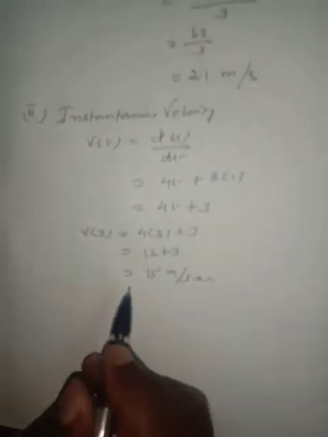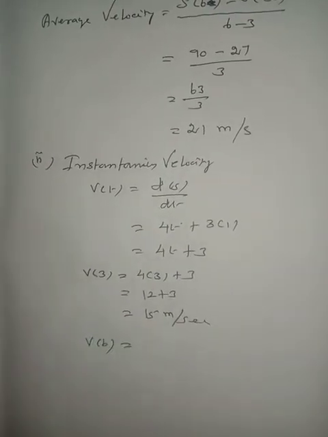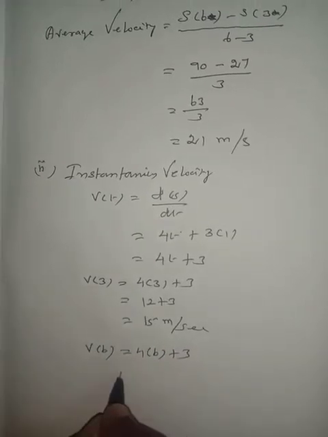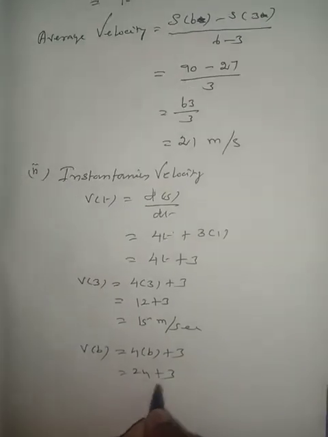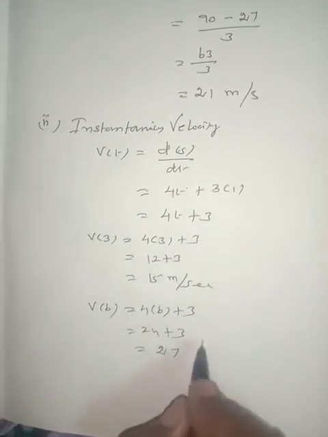Next, v of 6, substitute t is equal to 6, we have 4 into 6 plus 3 is equal to 24 plus 3 is equal to 27 meter per second.